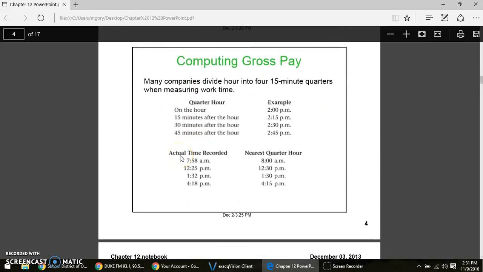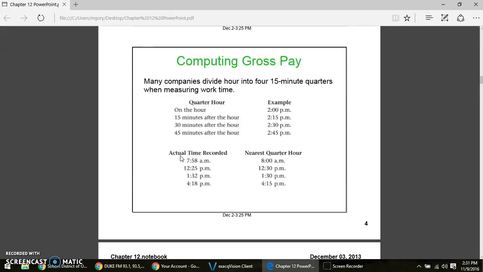So if we were going to compute this gross pay, what you need to know is that when an employee starts or finishes, when that clock is punched, whether electronically or manually, could mean the difference between an hour of pay. For example, many companies are going to divide hours into 4 15-minute quarters when measuring work time.